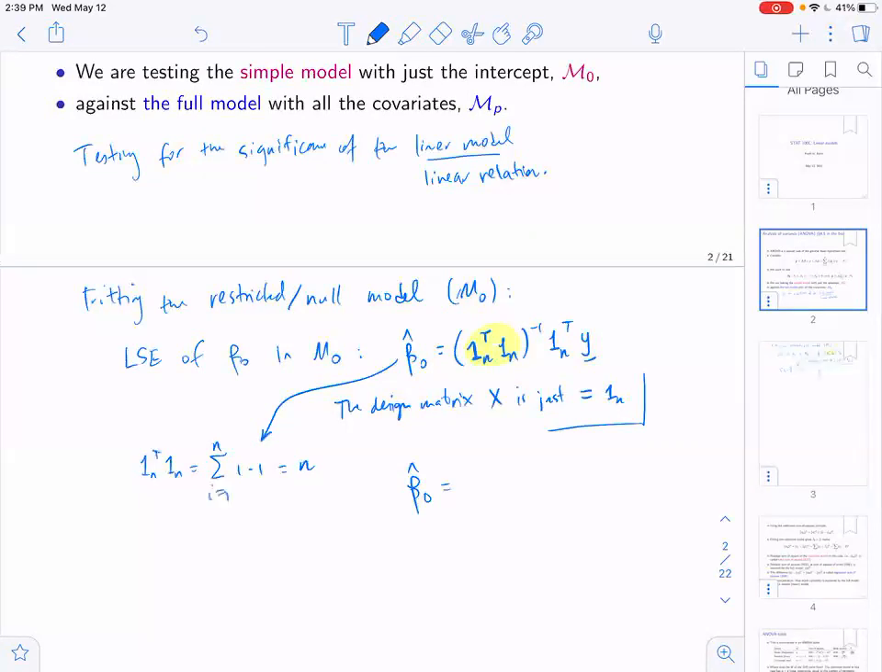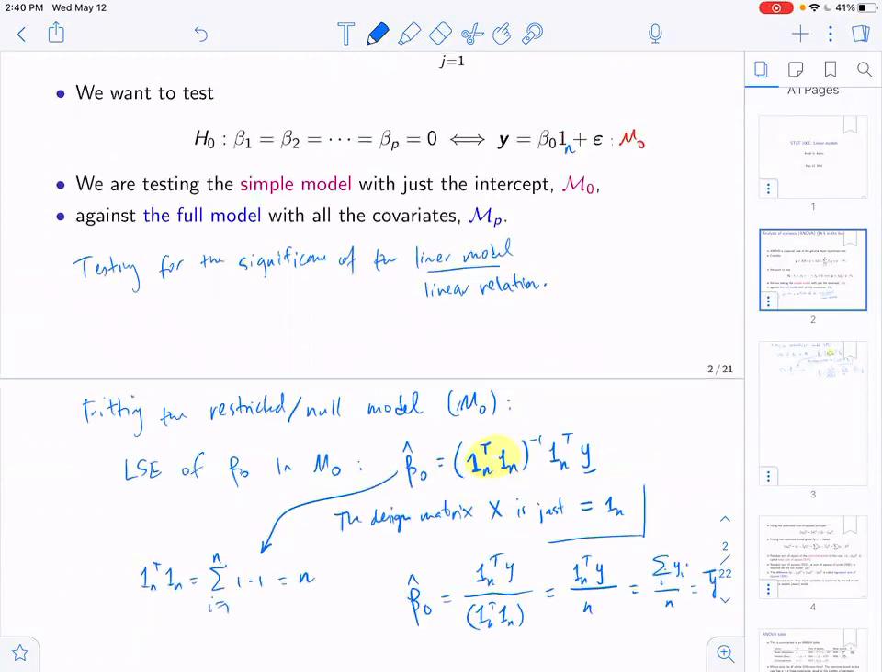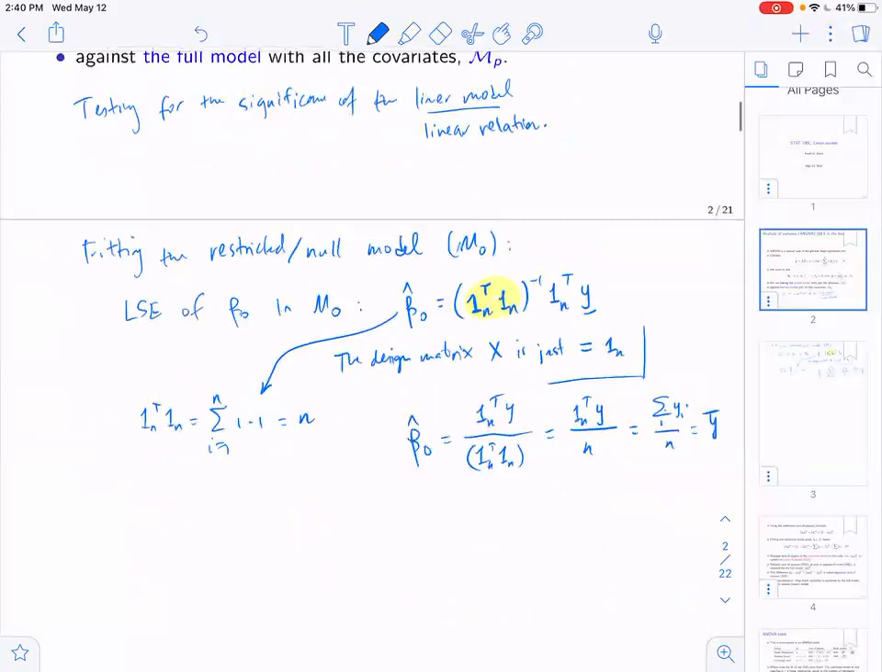So basically you get 1n transpose 1n inverse, and then 1n transpose y. The first part is just going to be n. What is 1n transpose y? The sum of the elements. So this would be the sum of y_i over n, which is y bar. So you can see that in this model, when you do least squares, beta 0 is just the average of the elements of y, which is very natural.